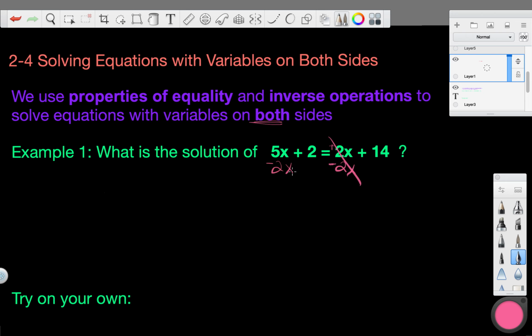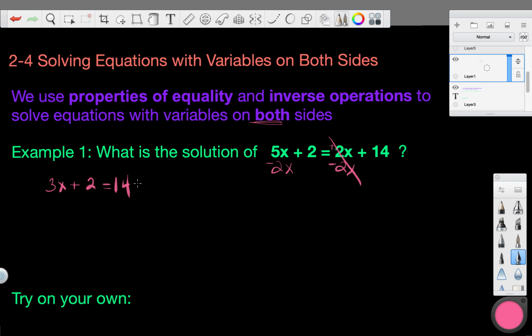Now I only do it from the 5x because I can't subtract it from the 2 because they're unlike terms. So I'm going to bring it down, coming over here. 5x minus 2x gives me 3x because I just deal with the coefficients, and then nothing else changed on the left-hand side. So I have 3x plus 2 equals, now this 2x is gone and I'm left with a positive 14.